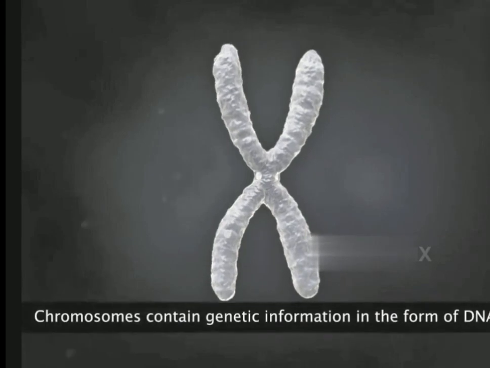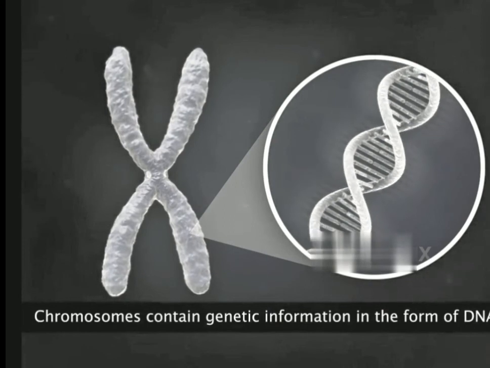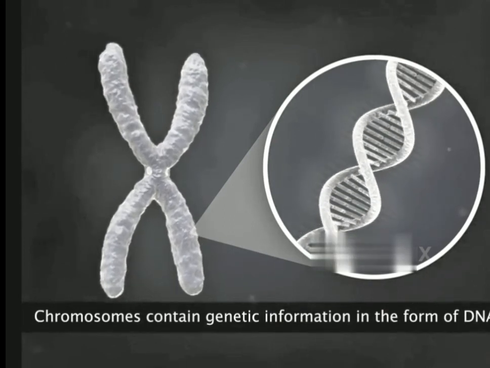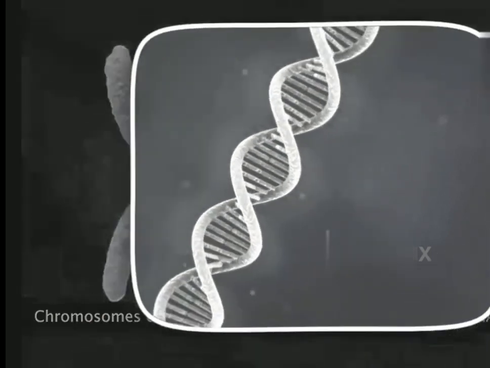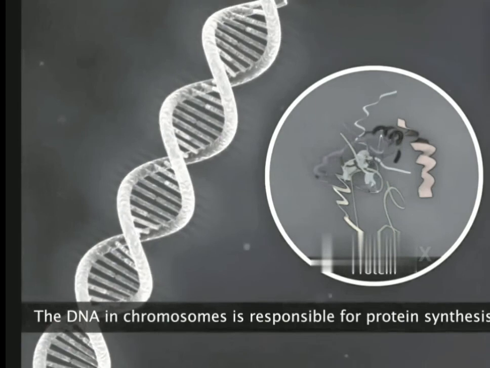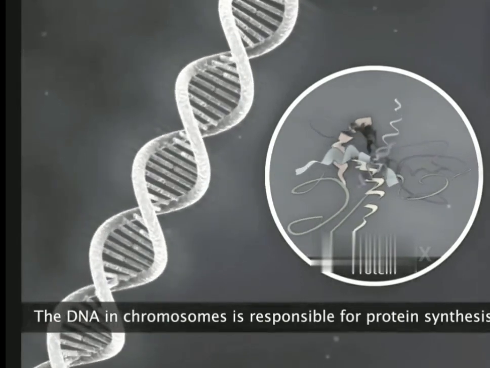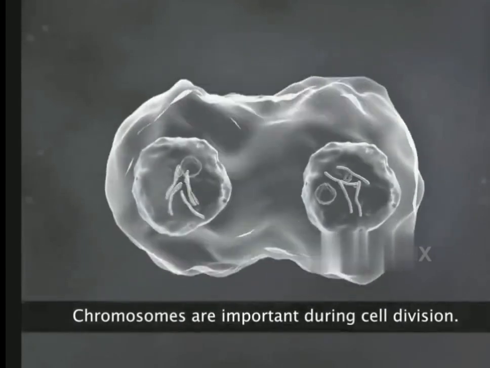Chromosomes contain genetic information in the form of DNA. As the vehicles of heredity, they determine the characteristics of the cell and its progeny. DNA contained in the chromosomes is responsible for the synthesis of proteins. Chromosomes play an important role during cell division.